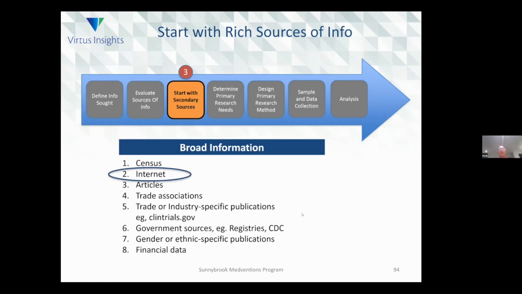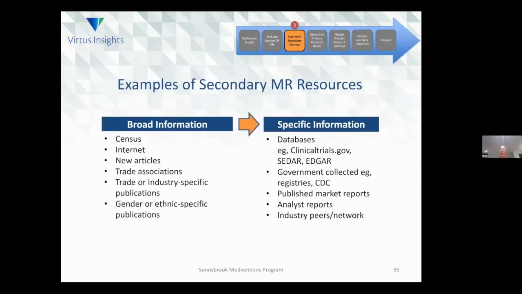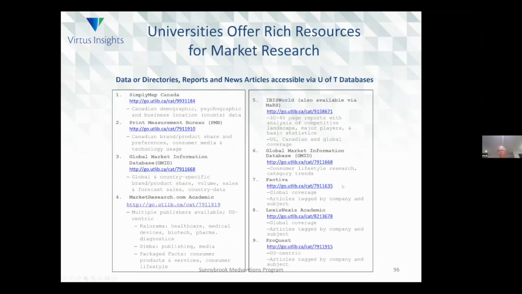And of course, the internet is one of the big areas. We are on the internet, but be careful with the information. Some sources are broad, like census, internet, and news articles. Then there's very specific information where you're looking for something very specific, where we can go into databases like clinicaltrials.gov, government registries, published market reports, analyst reports, and industry peers and networks.